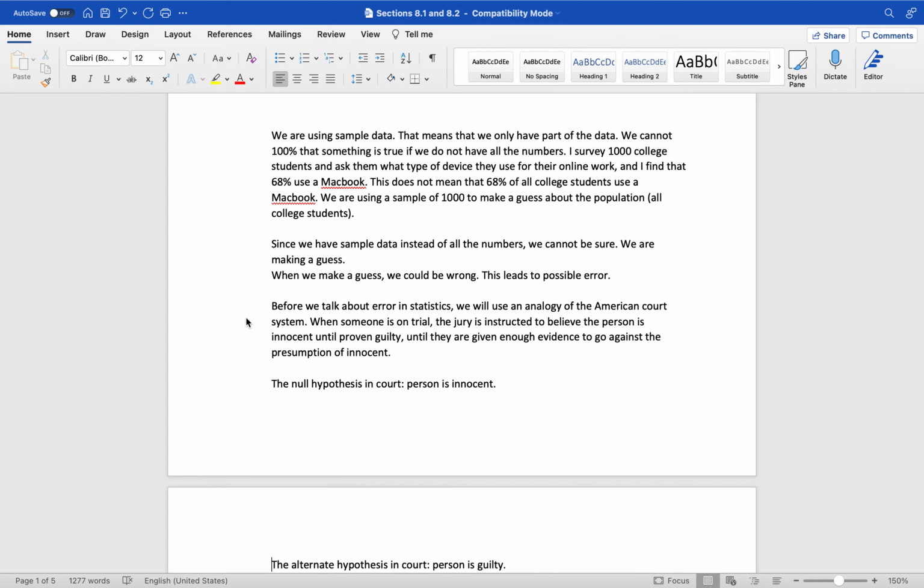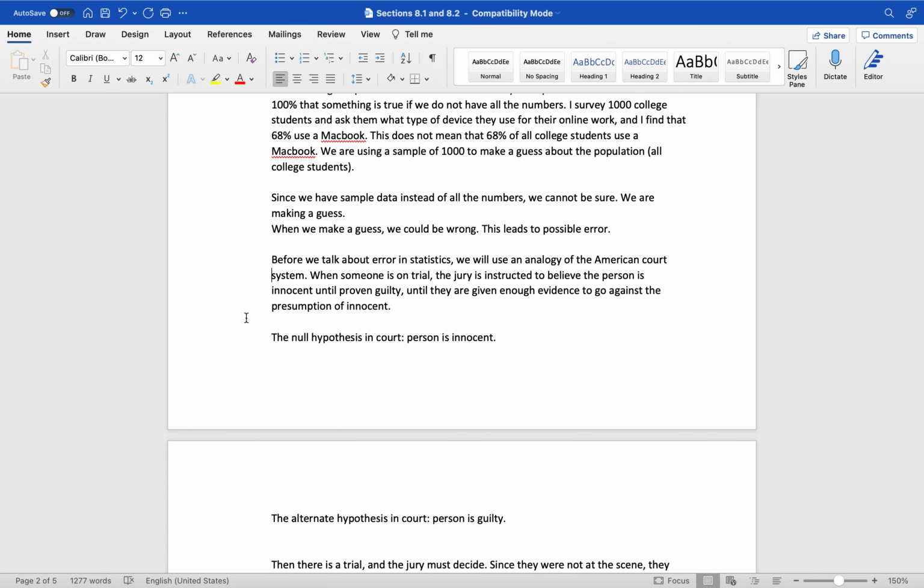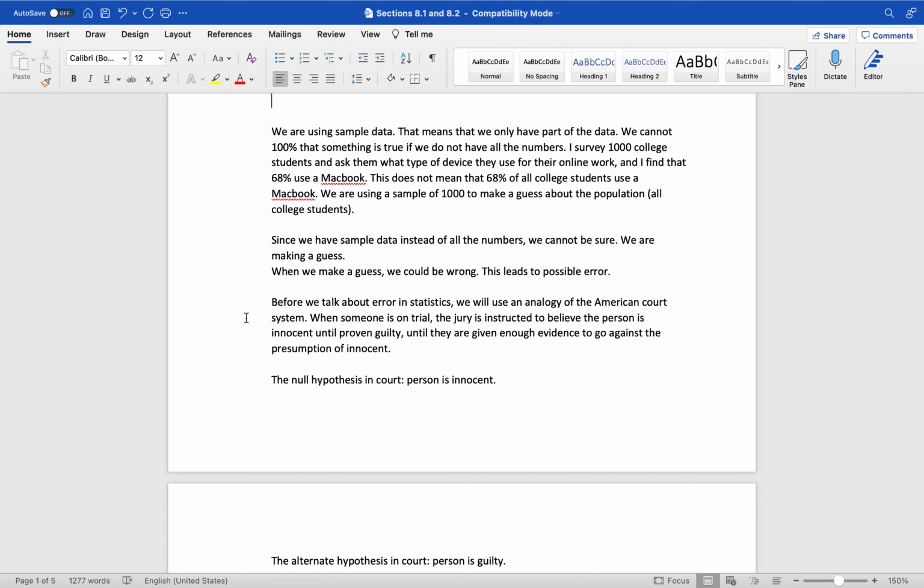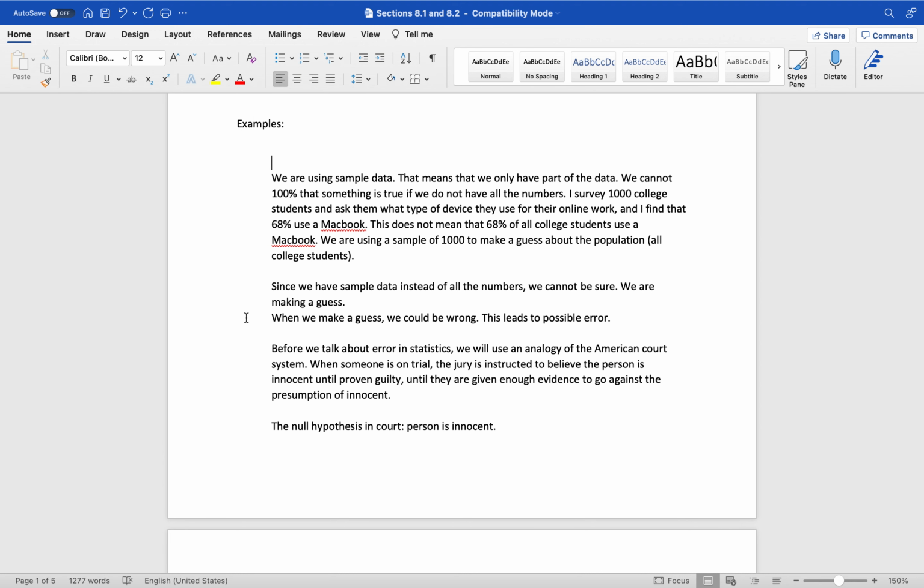Okay, let's talk about some examples. We're using sample data. That means we only have part of the data. We cannot 100% say something is true unless we have all of the data. We just have enough evidence to support. We can never prove if we don't have all the data.